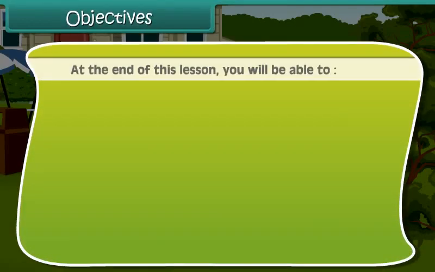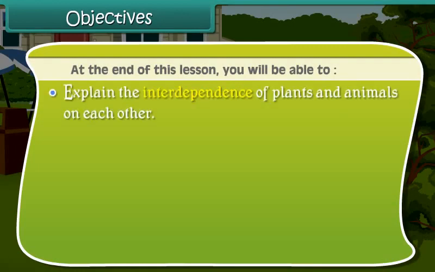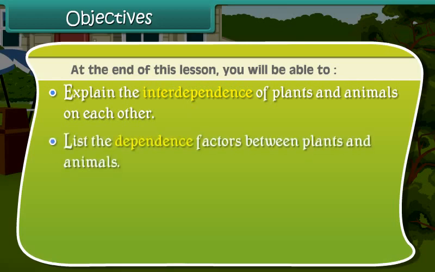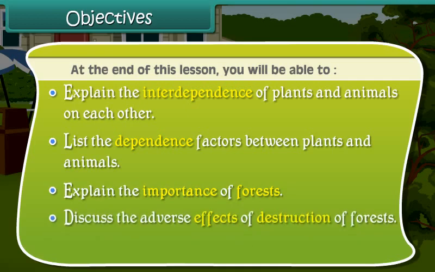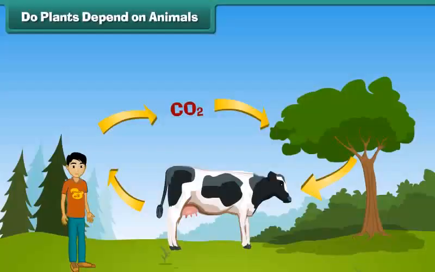At the end of this lesson, you will be able to explain the interdependence of plants and animals on each other. List the dependence factors between plants and animals. Explain the importance of forests. Discuss the adverse effects of destruction of forests. Discuss forest and wildlife protection.